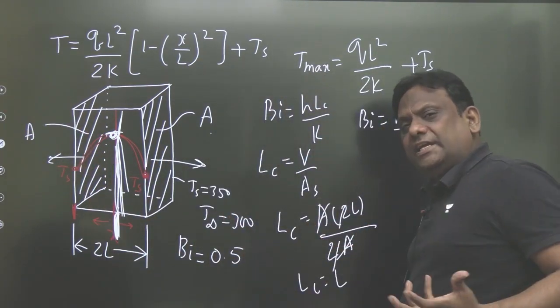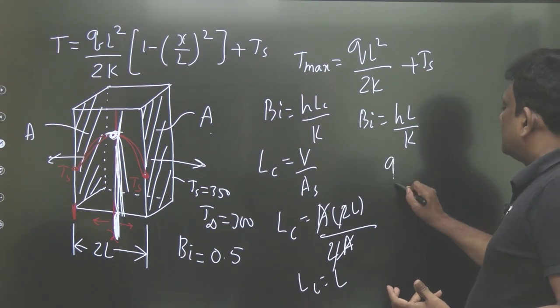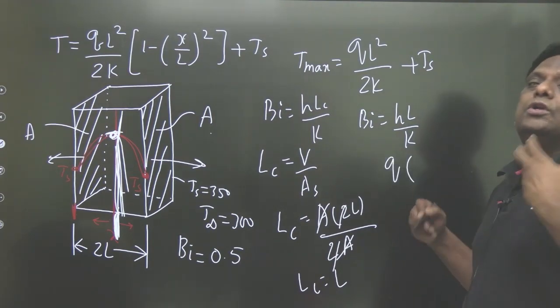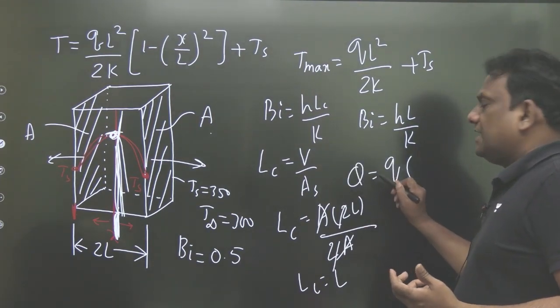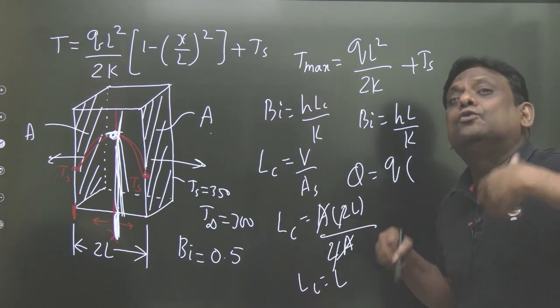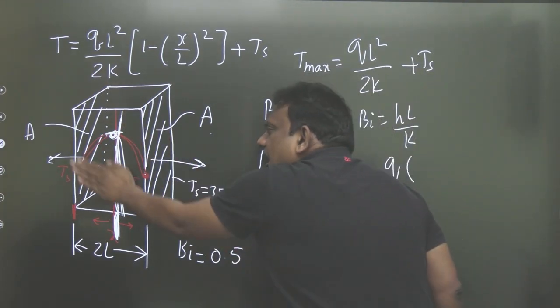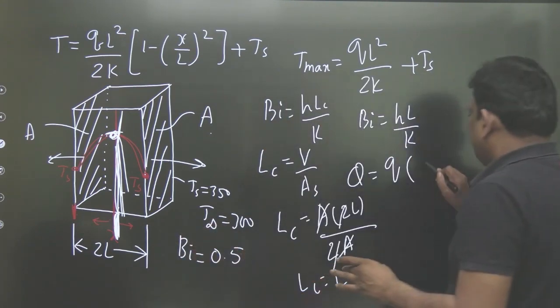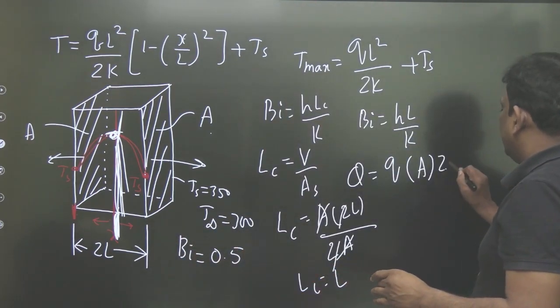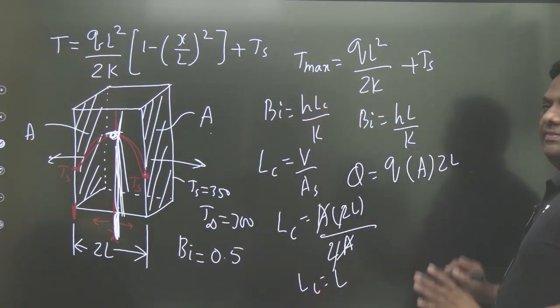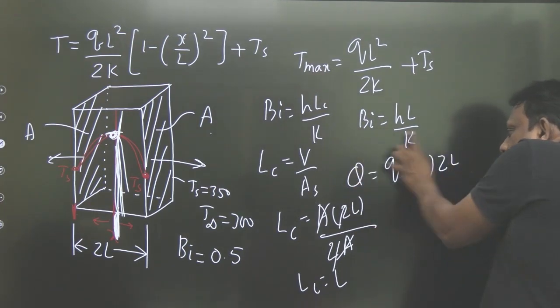So what is the total heat generation? It is heat generation per unit volume into total volume. What is the volume? Area is A and the length is 2L. So this is the total heat generation.